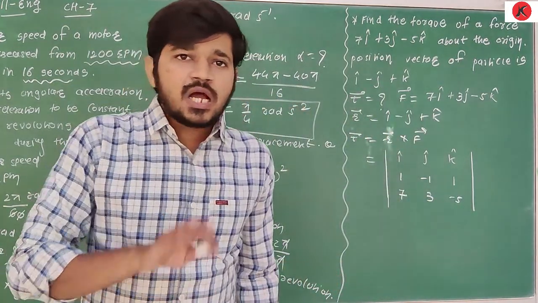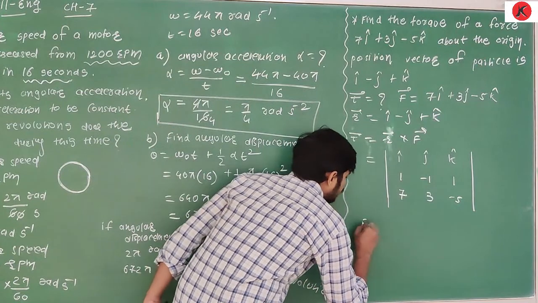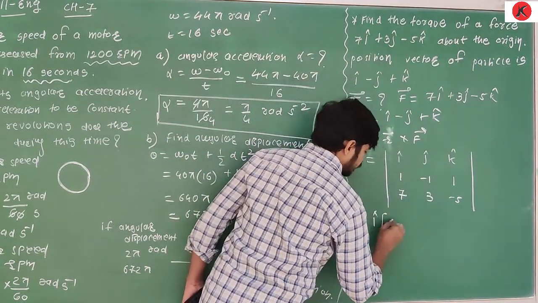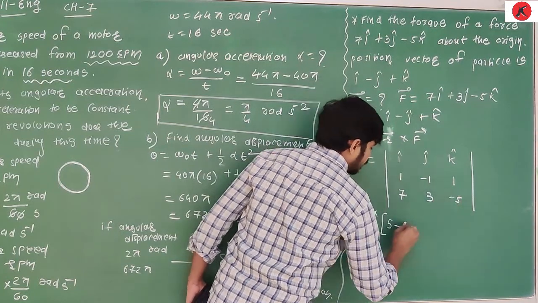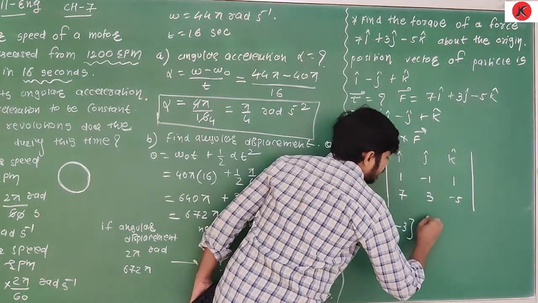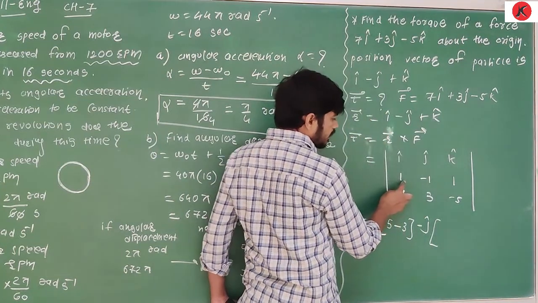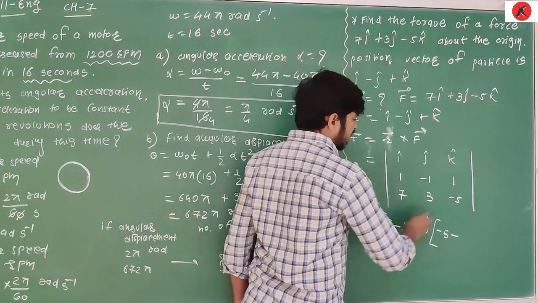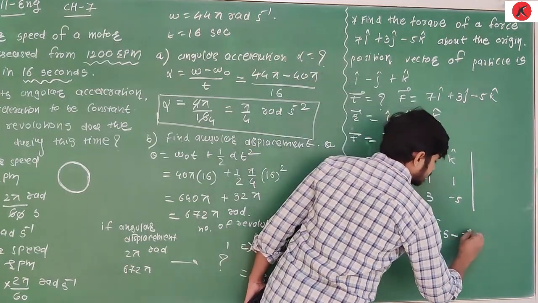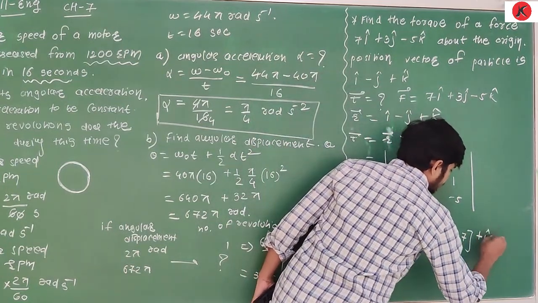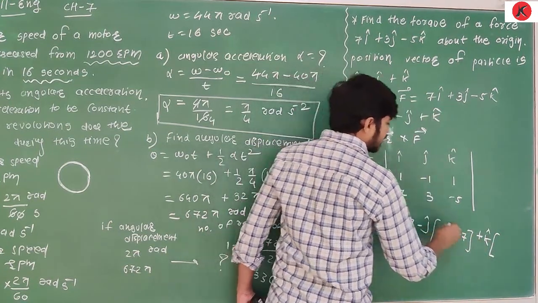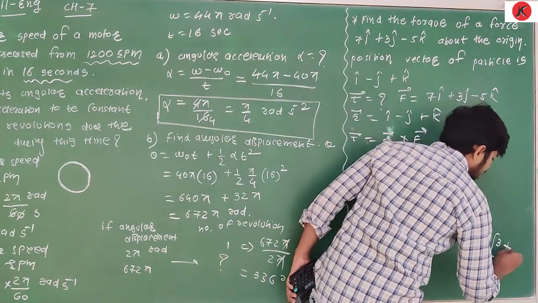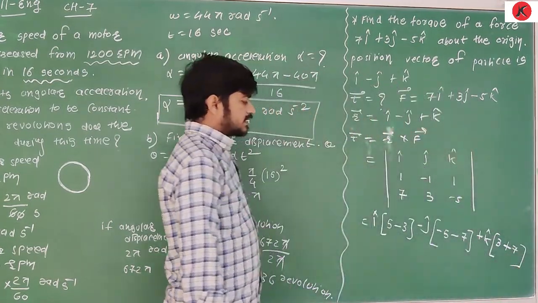Now you have to simplify this. How to simplify that? You already know. It is equal to, first of all, I caret in bracket: minus 1 into minus 5, so it is 5, minus 3 into 1, it is 3. Minus J, 1 into minus 5, minus 1 into 7. In between there is always a minus sign. Plus K caret, 1 into 3, that is 3, minus 7 into minus 1, that is minus 7. So minus minus becomes plus 7.